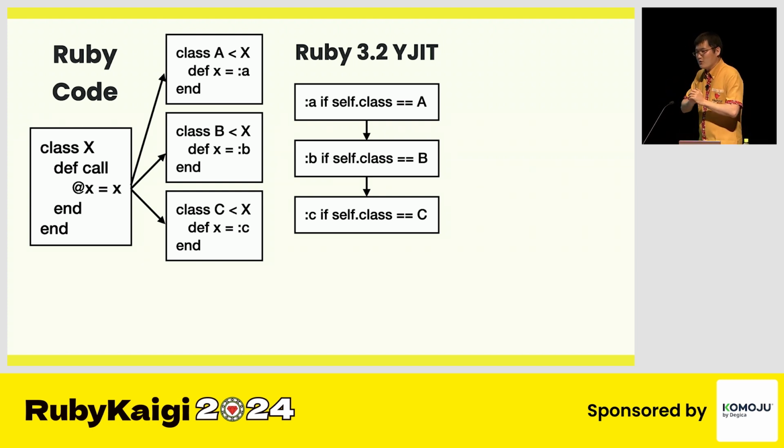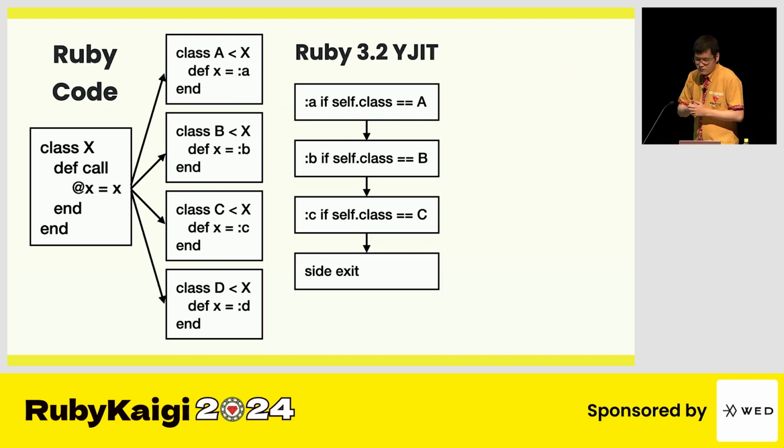However, if you append this kind of chain forever, that's going to cause a lot of overhead for just checking the class. So what we do is there's some limit on the number of chains, and we then append a side exit at the end of the chain. So this is Ruby 3.2's behavior. As I explained before, if you make a side exit, then you're not going to be able to execute or JIT compile the subsequent instructions. In this case, after calling X, there's the instruction variable set X equal. So setting the instance variable is not JIT compiled in this case.